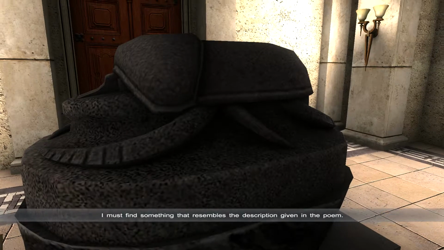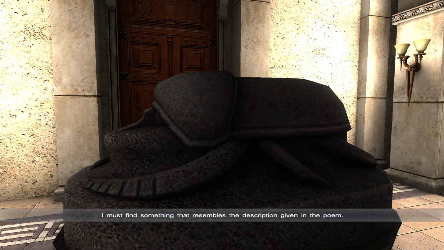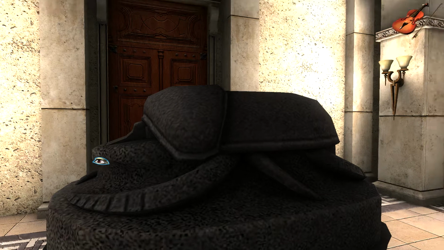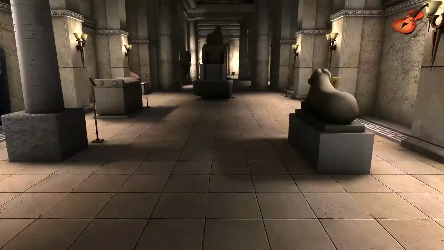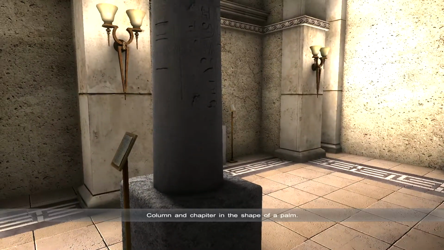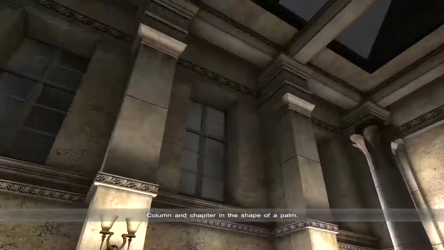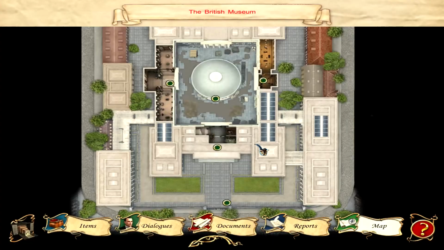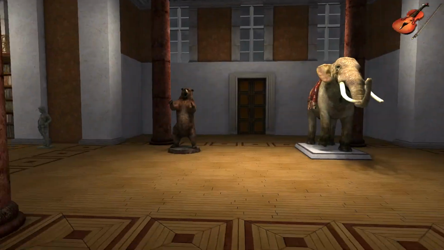I must find something that resembles the description given in the poem. Sun and its court. Column and chapter, in the shape of a palm, red granite. Well, there's only one thing I can think of.